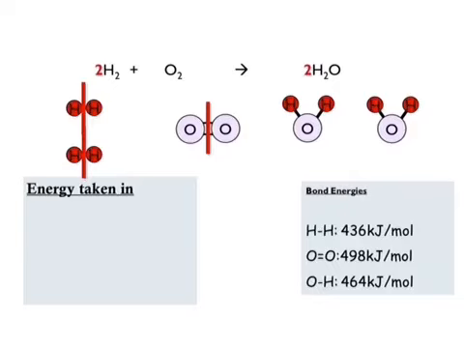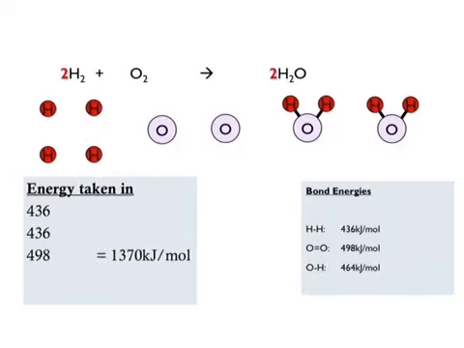In order to work out the energy taken in, we need to work out the amount of energy required to break our two hydrogen-hydrogen bonds and the amount of energy taken in to break our oxygen-oxygen bond. As we have got the bond energies here, we can easily calculate this. So we will do 2 times 436 and then add it to 498 in order to work out the energy taken in on the left-hand side of the reaction.